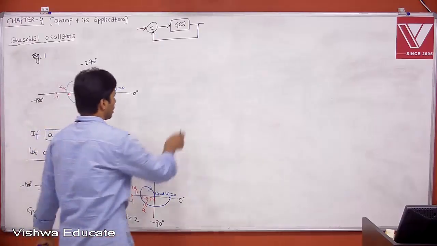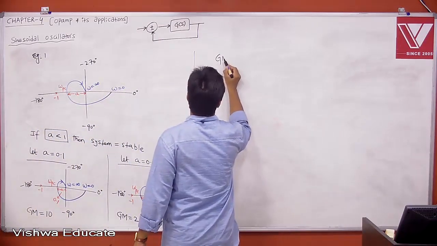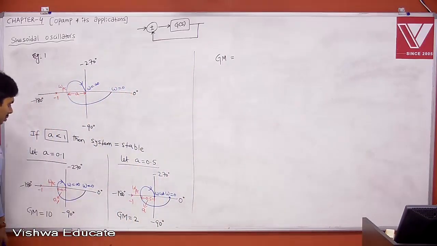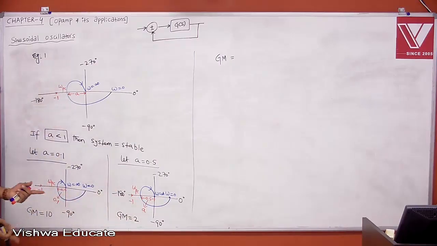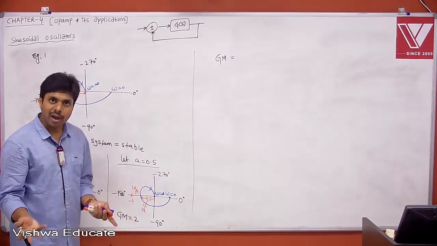Generic, what is gain margin? Therefore, gain margin is defined as what? It is A. That is not gain margin. With what factor if you multiply A such that it crosses 1? For 0.1, 10. For 0.5, 2. If you observe clearly, 1 by A only. What is 1 by 0.1? If you multiply with 1 by 0.1, it will be 1. If you multiply with 1 by 0.5, it will be 1. That is the factor, right?